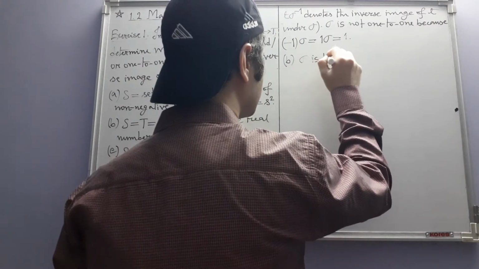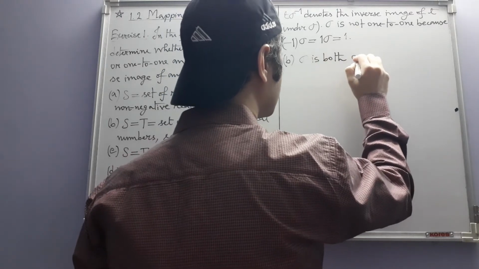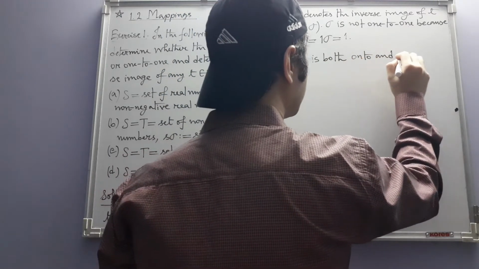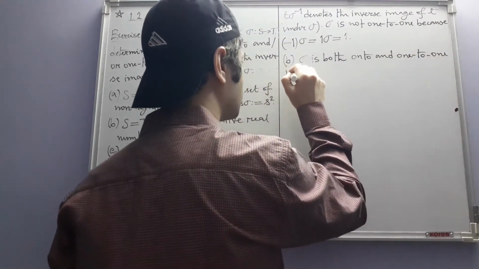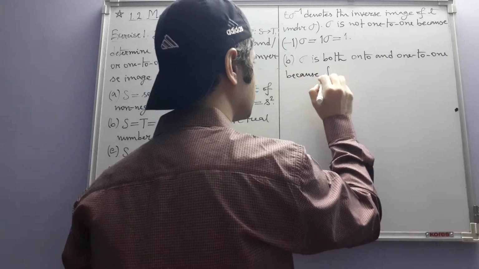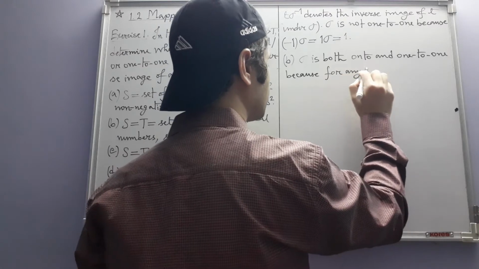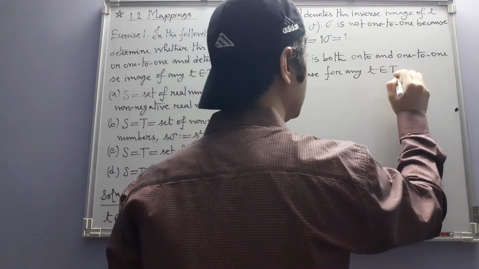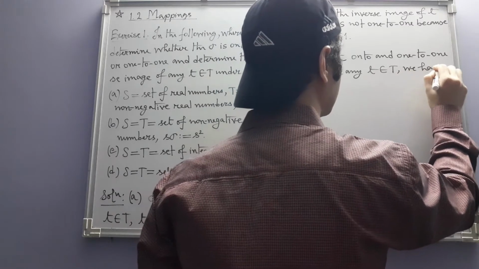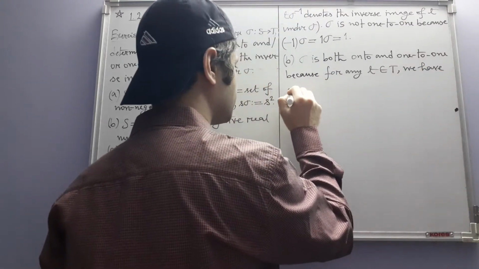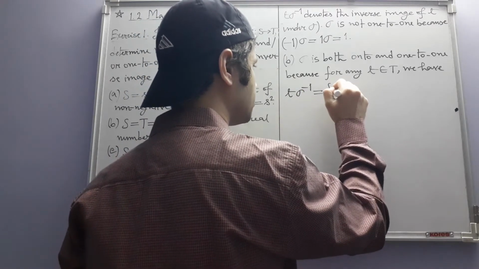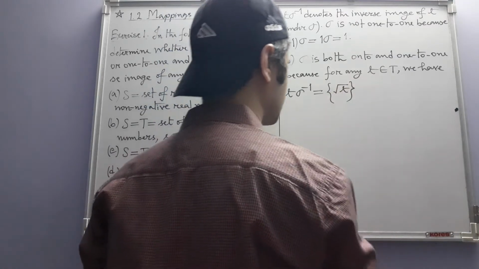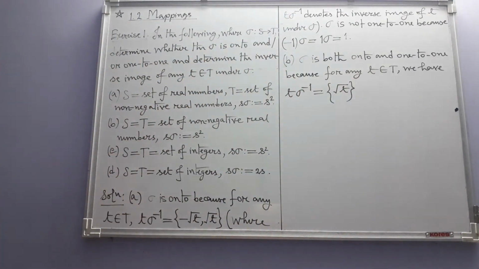Sigma is both onto and one-to-one, because for any t belonging to T, we have t sigma inverse equal to the positive or non-negative square root of t, which exists for every non-negative real number t.